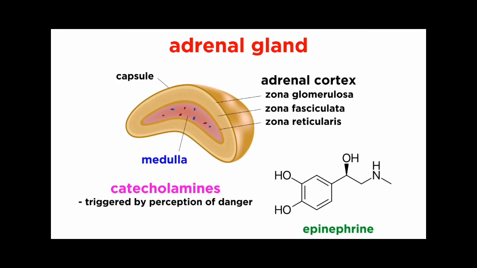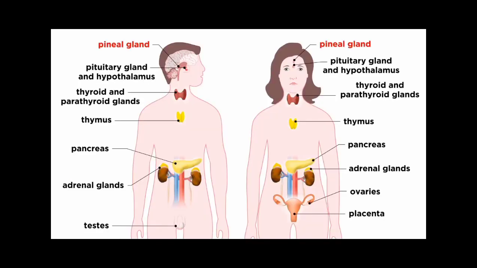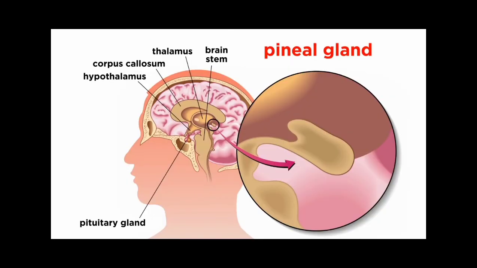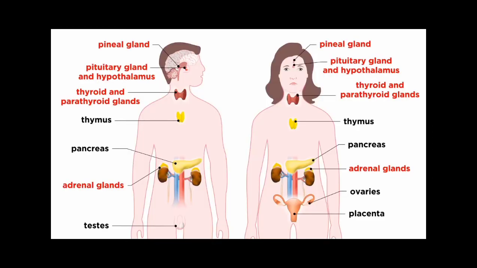These are important in emergency situations, so the perception of danger triggers their release, upon which they induce high levels of glucose in the blood and a faster heartbeat, which are good for evading danger. Finally, there is the pineal gland, found in the diencephalon of the brain. This produces melatonin, which helps us sleep. That wraps up the glands that are devoted solely to endocrine function.